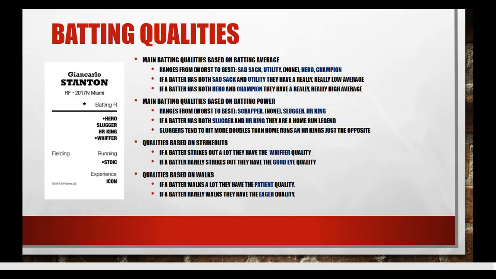So now we're going to talk about batting qualities real quick. We have Giancarlo Stanton as our example here from the Miami Marlins team.